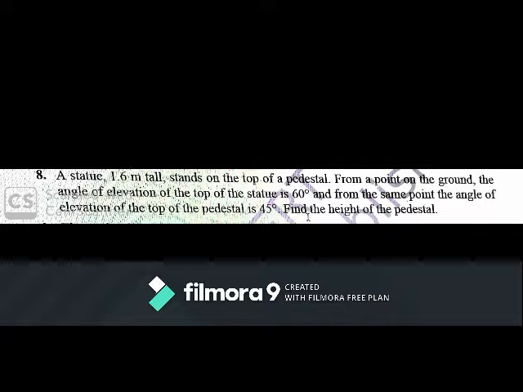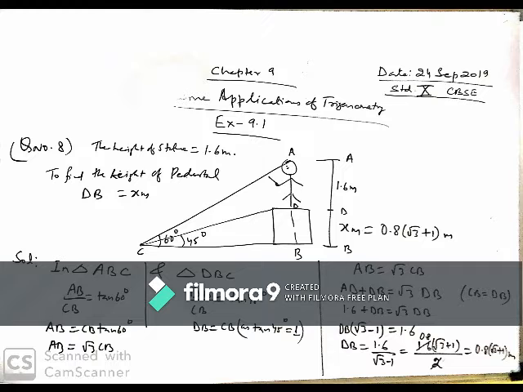Two angles of elevation are given to us, so we need to draw a diagram as shown in the slide. Suppose the pedestal is framed as a rectangular shape, and ADB is one straight line I have drawn. AD we can say is the height of the statue, which is carrying a sword also. That is 1.6 meters, and DB will be the height of the pedestal.